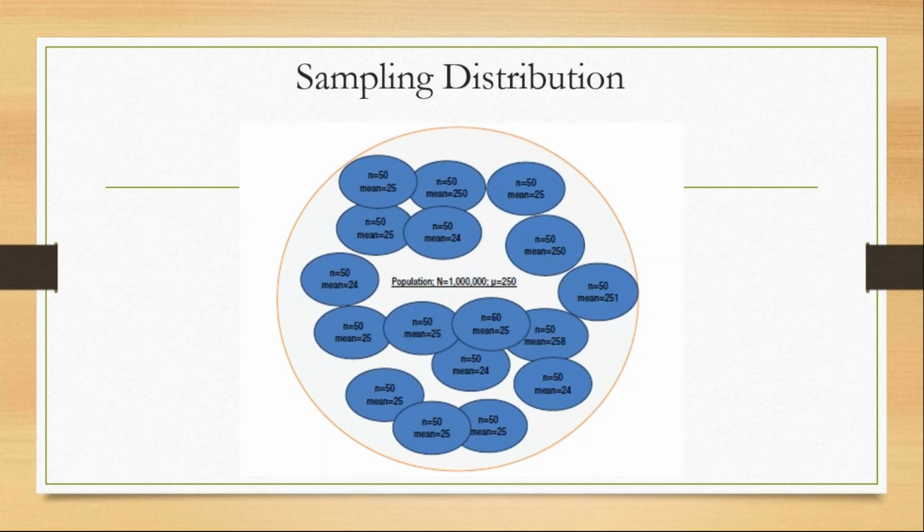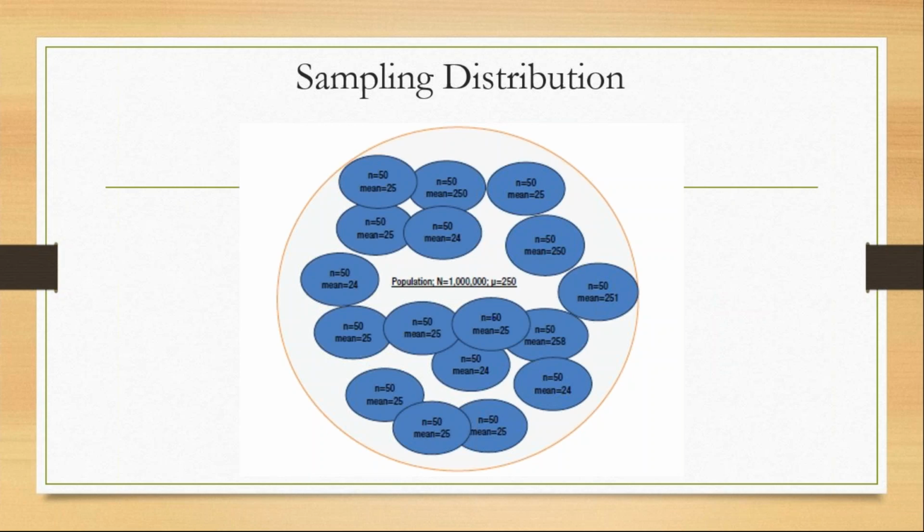I am doing this an infinite number of times. Let's say I have this 10 lakh soaps. I take 50 as a sample and calculate the mean. Again, I take 50 as a sample and calculate the mean. And so on, repeatedly, until infinite times.